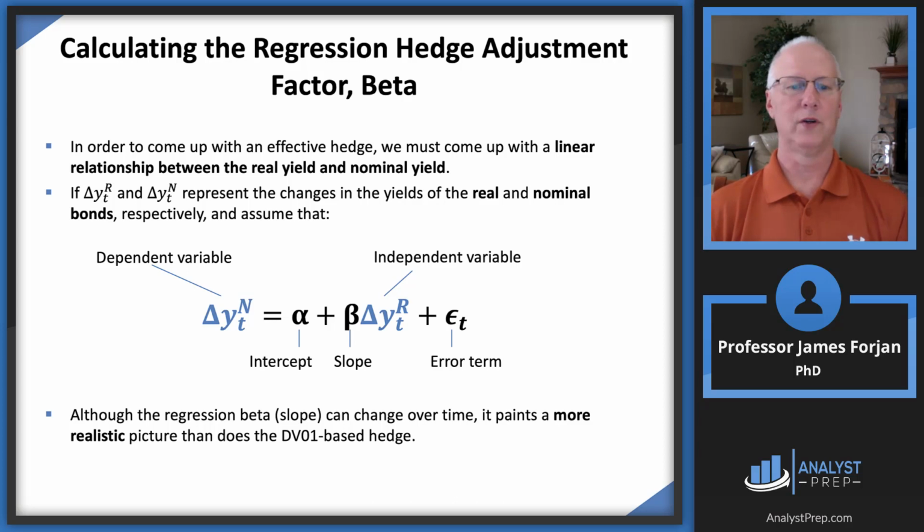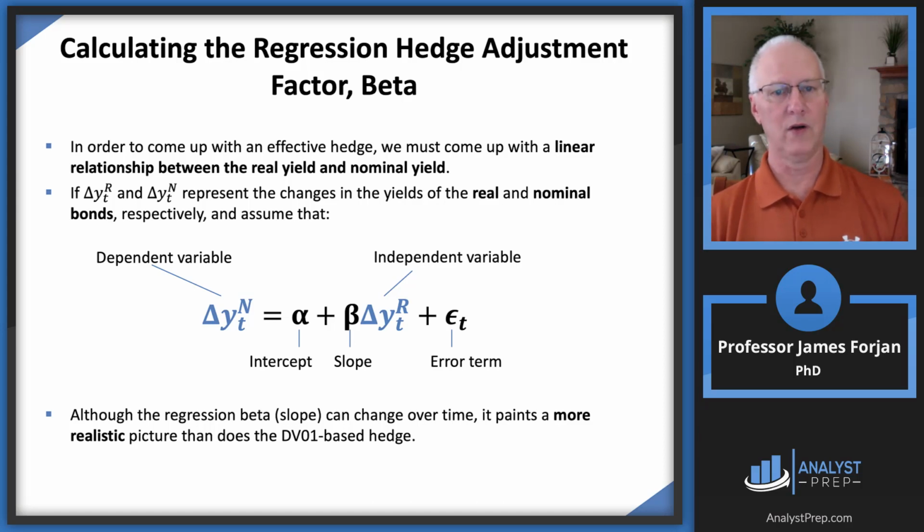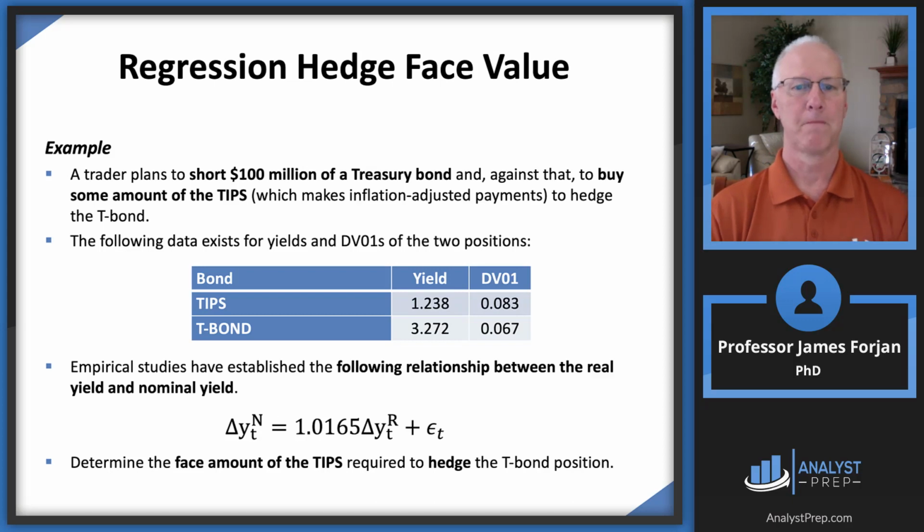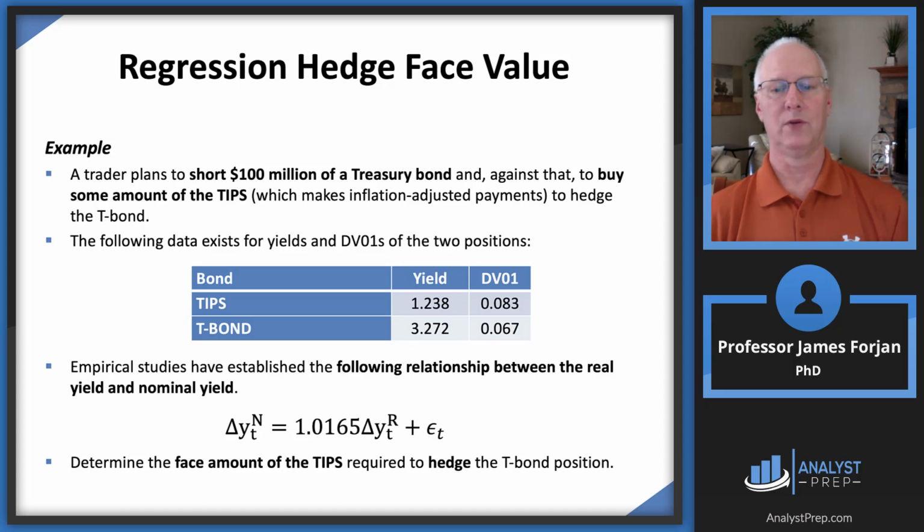Sometimes this is referred to as kind of a naive hedge, and so the regression analysis layers this with a measure of sensitivities over time, and that's captured by slope. All right, so here we are. There's our same table, but let's suppose that we run this regression analysis and we get a beta of 1.0165.